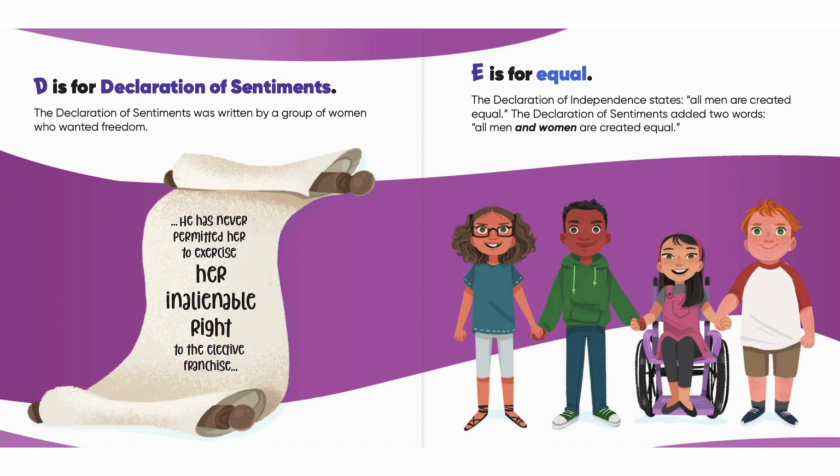E is for equal. The Declaration of Independence states, "All men are created equal." The Declaration of Sentiments added 2 words, "All men and women are created equal."